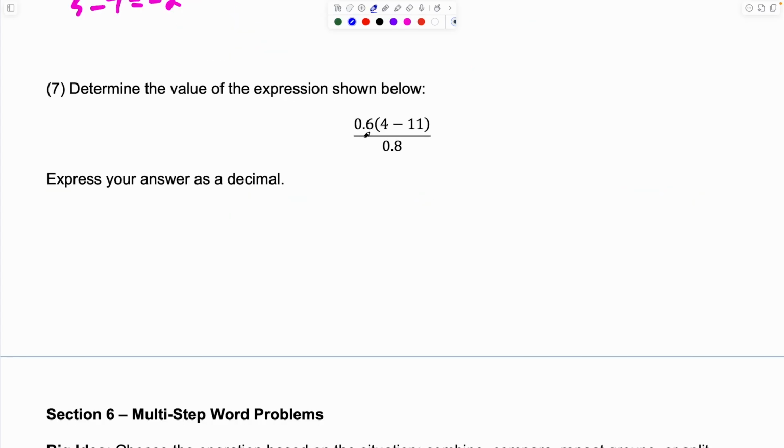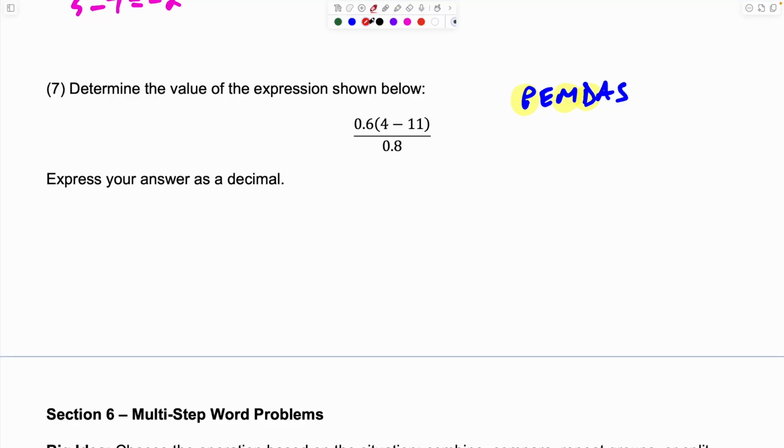And we have 0.6 times 4 minus 11 all over 0.8. So in terms of order of operations here, what we have going on is we have parentheses, and then we have multiplication. We're multiplying 0.6 by 4 minus 11. And then over means divide. Okay, so when you have a fraction bar like this, that tells you to divide by the number on bottom. So we have parentheses, multiplication, and division.